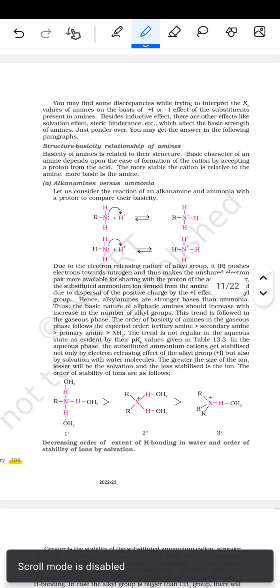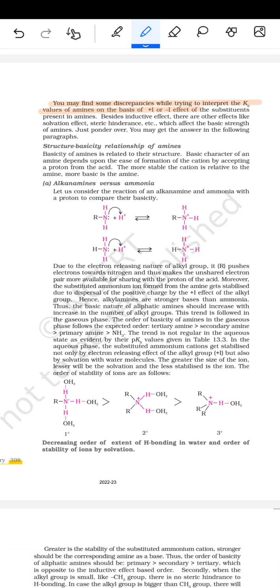You may find some discrepancy while trying to interpret the Kb value of the amines on the basis of the +I or the -I effect of the substituent present in the amines. Besides inductive effect, there are other effects like the solvation effect, steric hindrance, etc., which affect the basic strength of the amine.